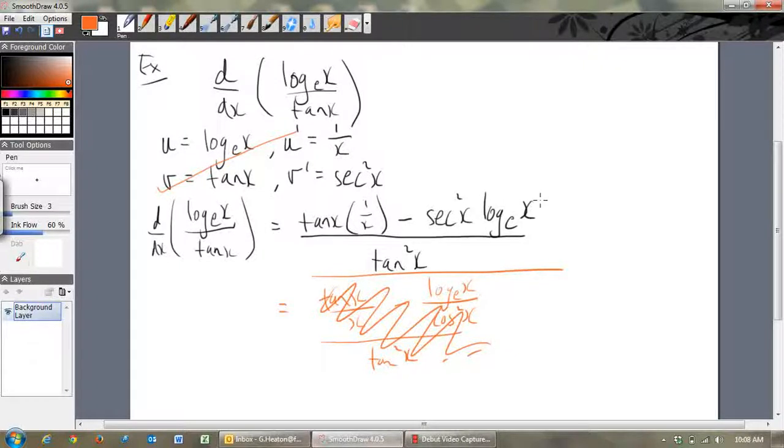So that's the product rule and the quotient rule. Next video I'll do the chain rule.